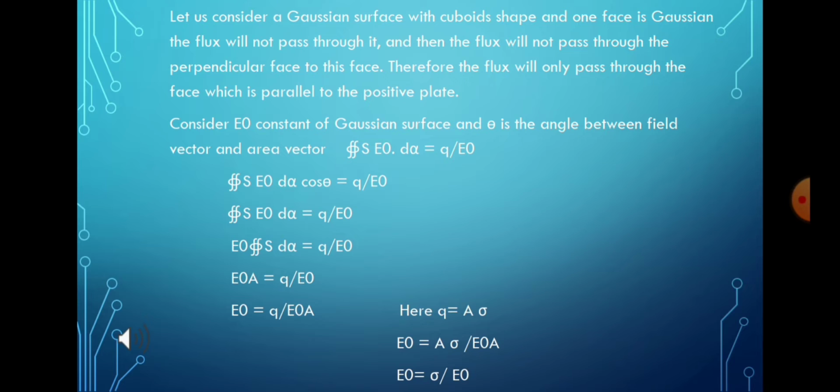Now E naught times the double integration over S of d alpha is equal to Q by epsilon naught. E naught A is equal to Q by epsilon naught. Here Q is equal to A times sigma. E naught is equal to A sigma by epsilon naught A. A will be cancelled out, so E naught is equal to sigma by epsilon naught.